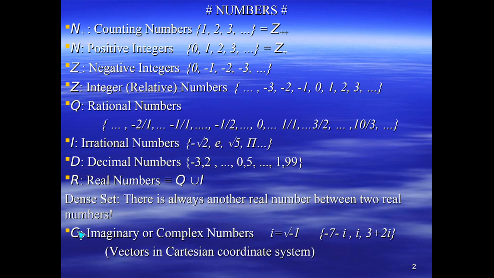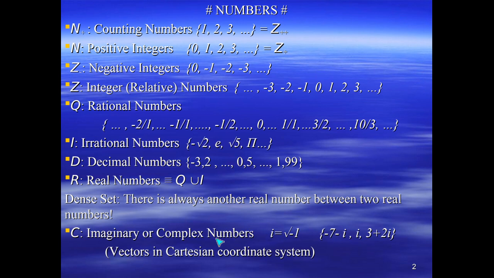And we have also C, which we will not use. C is imaginary or complex numbers. There you find things which you don't find in the real world. It is the square root of minus 1. In the real numbers, the square root of minus 1 or of any negative number is not defined. But in the complex number set, the square root of minus 1 and all the other negative numbers are defined. The square root of minus 1 is called I. All the complex numbers can be written as vectors in the Cartesian coordinate system. It has one real and one imaginary part. I, only I, or minus 7 minus I, 3 plus 2I, those are examples. But we will not deal with them.